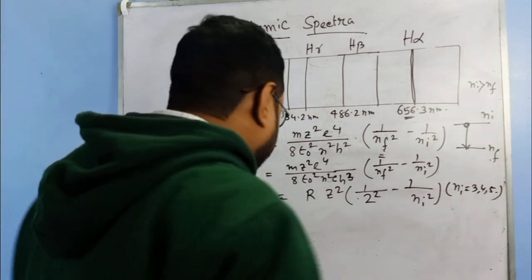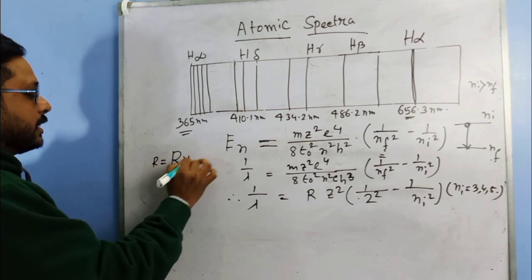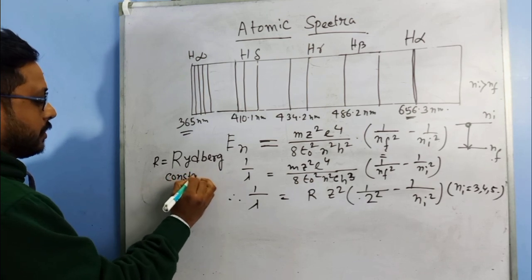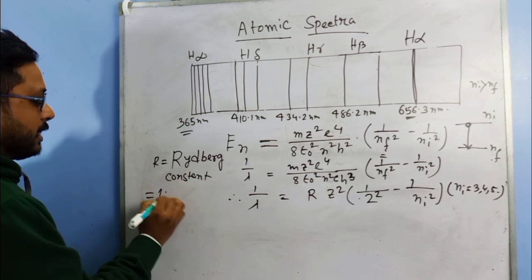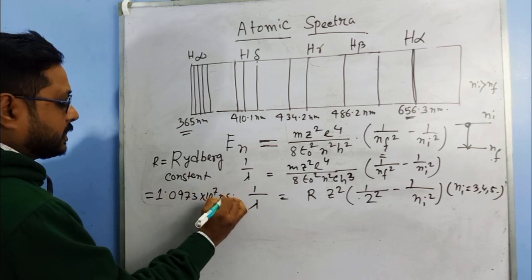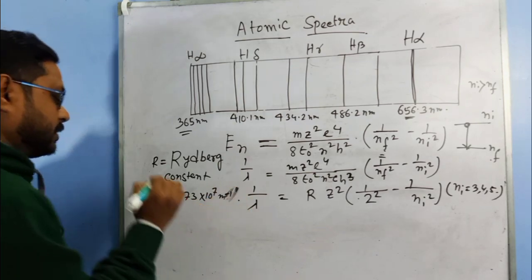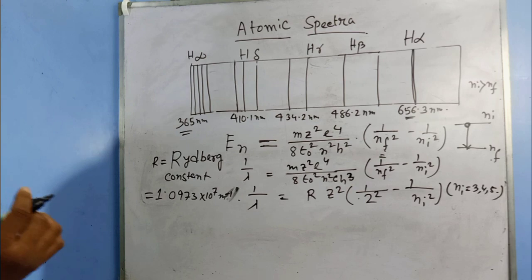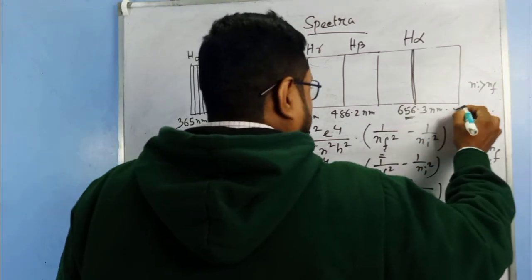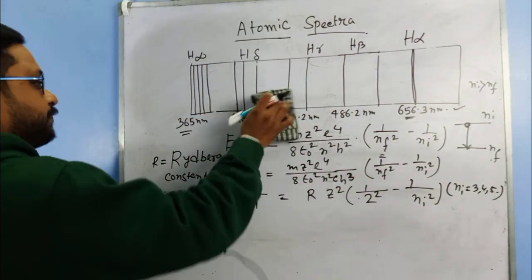Okay. Now, this R is called the Rydberg constant. Its numerical value is 1.0973 into 10 to the power 7 meter inverse. Sorry, meter inverse, not second inverse, meter inverse. Okay. So, now what is the starting wavelength and ending wavelength? That is, what is the maximum and minimum wavelength of the Balmer series?